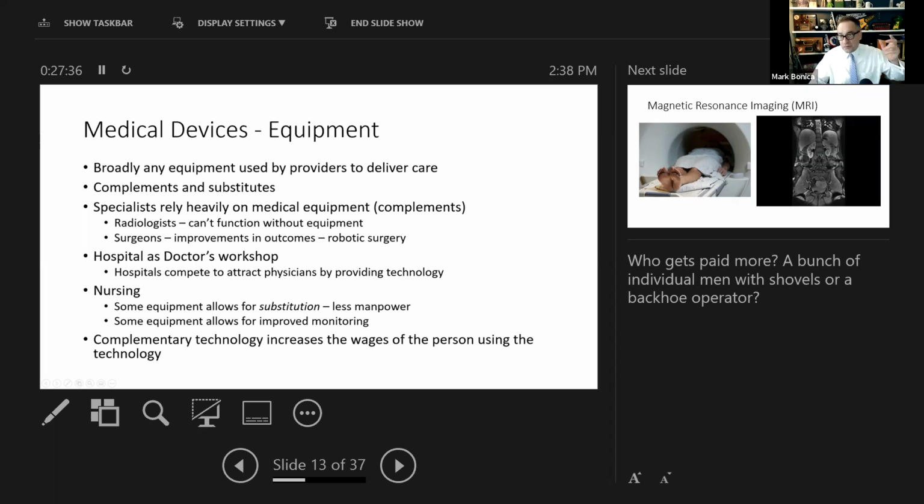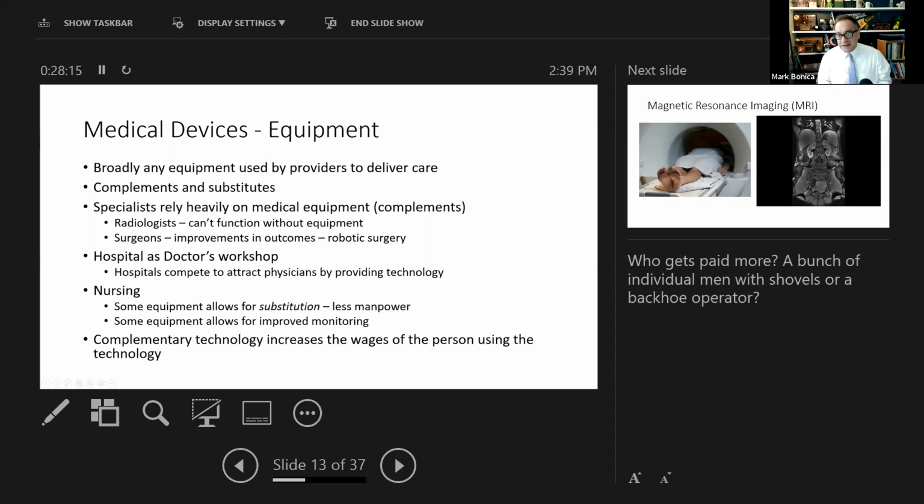Likewise, the surgeon doesn't own the robot. The hospital owns the robot. But the surgeon comes in and uses it, and multiple surgeons will come in and use the robot. So it's a shared resource between all the surgeons. I want to keep bringing that idea up because it's a very useful idea for thinking about why hospitals exist and why they are important in our system. In nursing, we have some equipment that performs substitutions, and some is complement. We'll come to those in a minute.